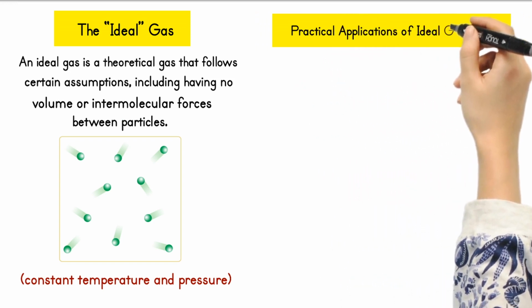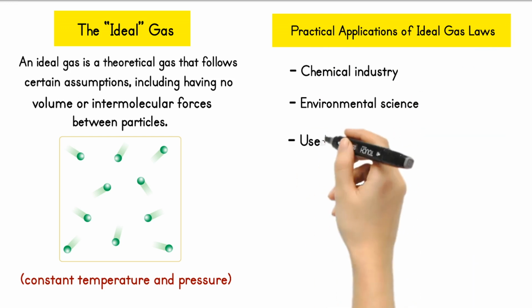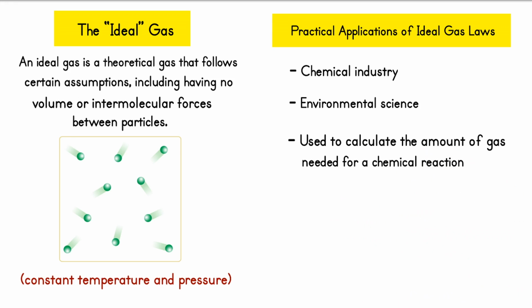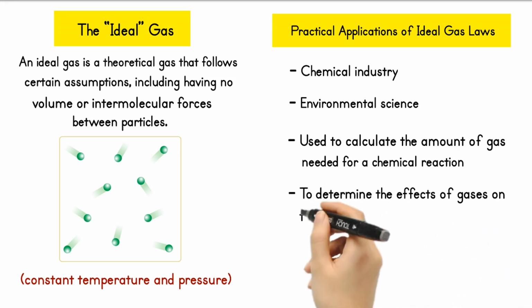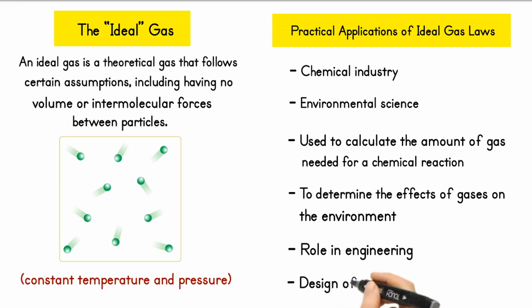Practical applications of ideal gas laws. The ideal gas law has practical applications in several fields, including the chemical industry and environmental science. It can be used to calculate the amount of gas needed for a chemical reaction or to determine the effects of gases on the environment. The gas laws also play a role in engineering and the design of engines and turbines.